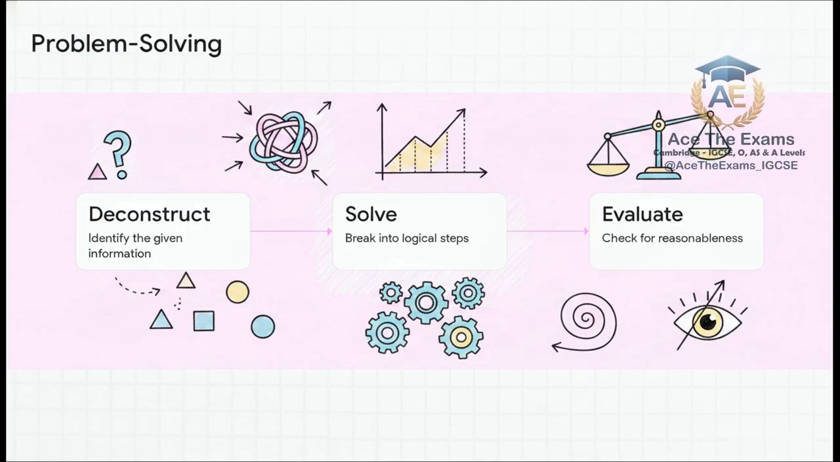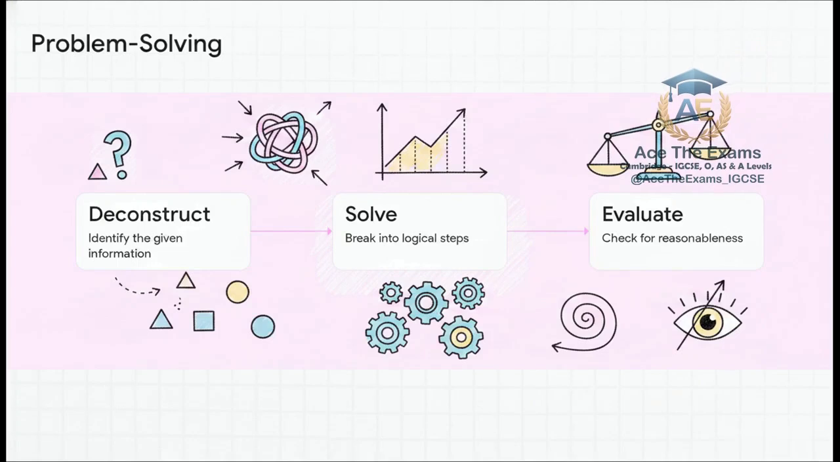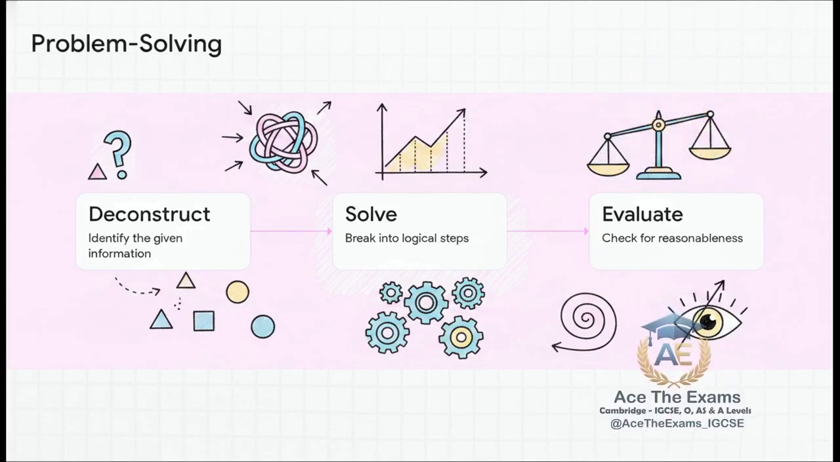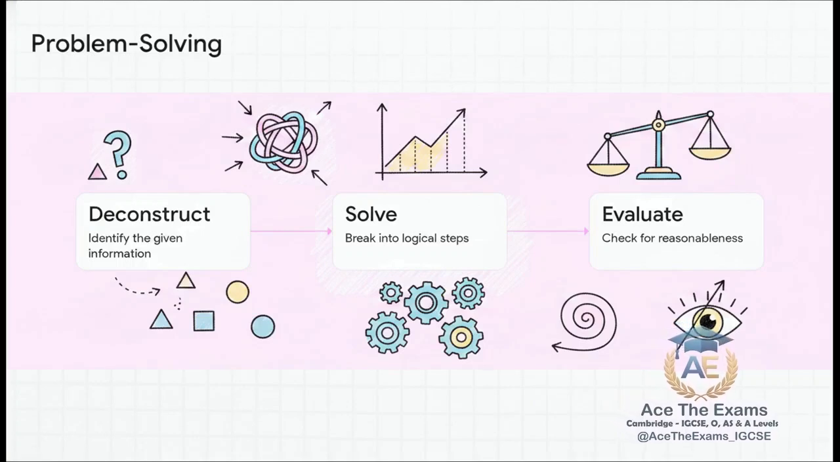Let's do a 60-second rewrite attempt right now in your head. Imagine a parametric equation where x equals t squared and y equals 2t. The command word is find the exact gradient when t equals 2. Step 1. Deconstruct. We need dy over dx. That means we need dy over dt divided by dx over dt.